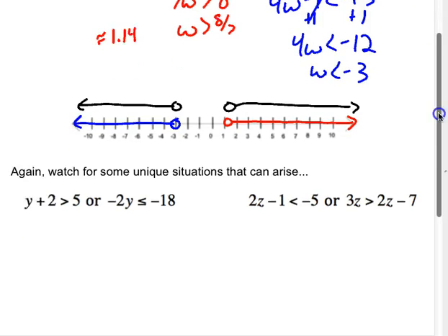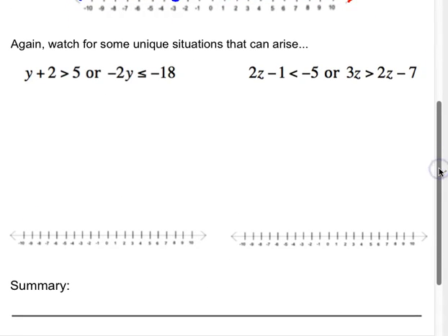All right, so once again, I want to caution you about some unique situations that can arise. Okay? So let's take a look at these. Both of these are "or." So again, "or" means everything. So subtract 3. So y is greater. Oh, I am sorry. That is not minus 3. Minus 2. My brain was getting ahead of me there. y is greater than 3.